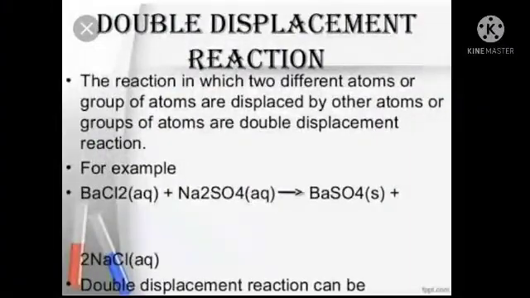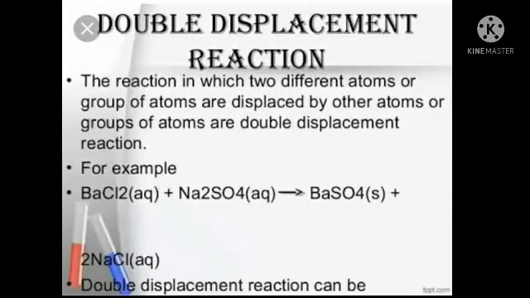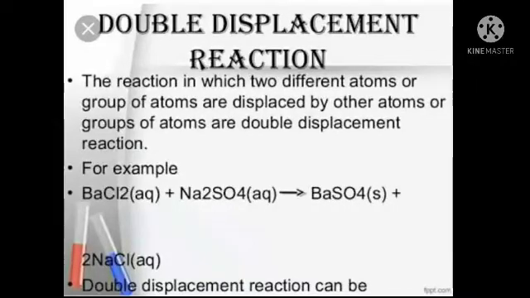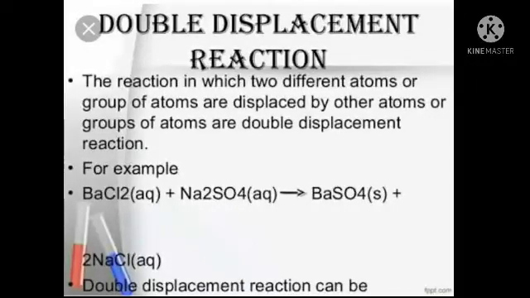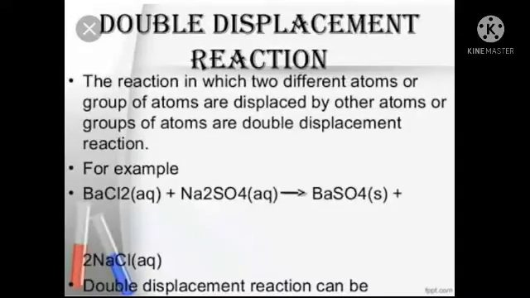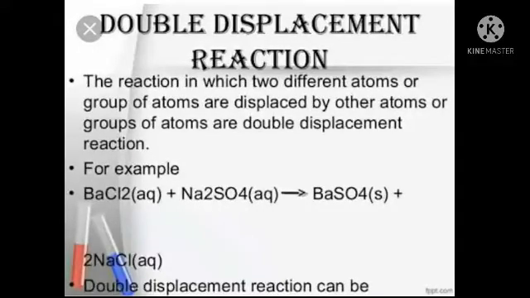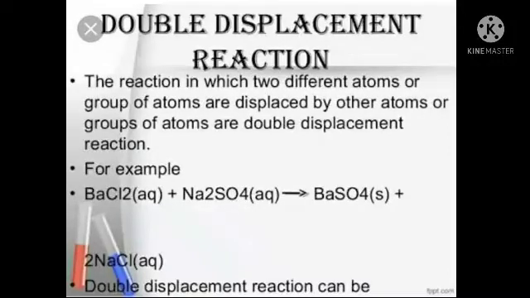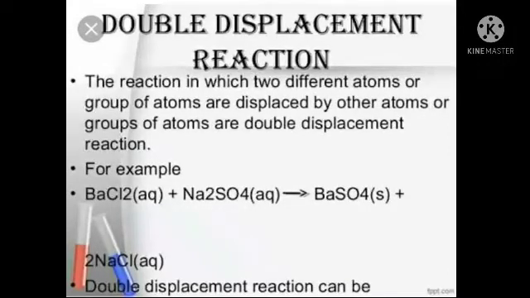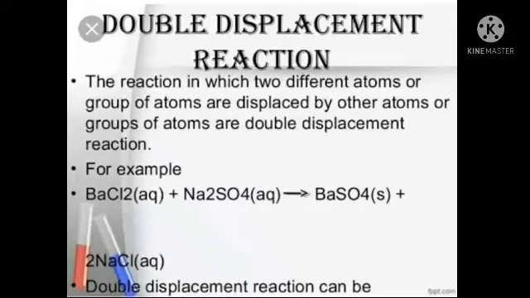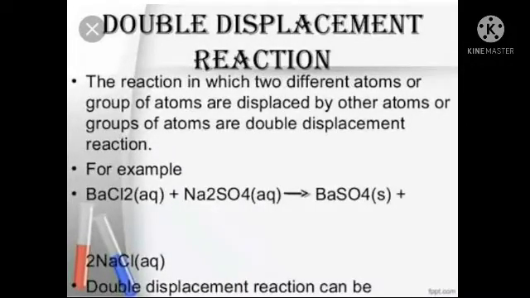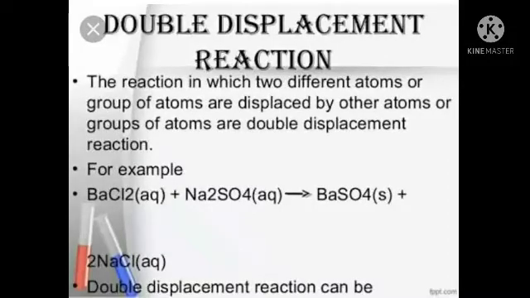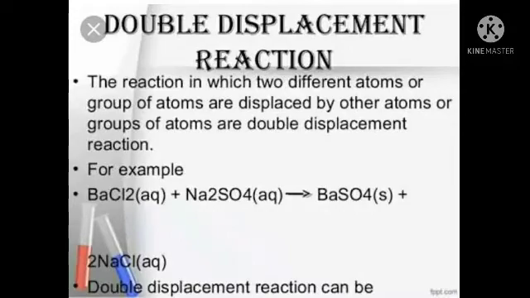Fourth one, double displacement reaction. The reaction in which two different atoms or groups of atoms are displaced by other atoms or groups of atoms is a double displacement reaction. Example: Na2SO4 plus BaCl2 gives us BaSO4 plus 2NaCl. This reaction is also called a precipitation reaction, as an insoluble substance is formed which is known as a precipitate.